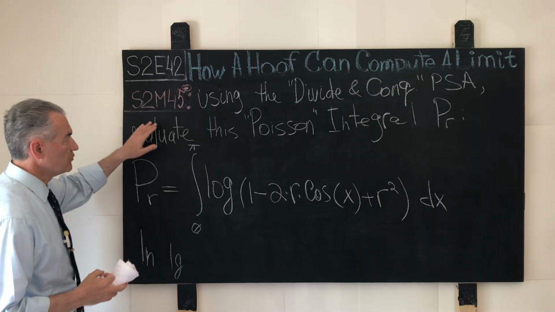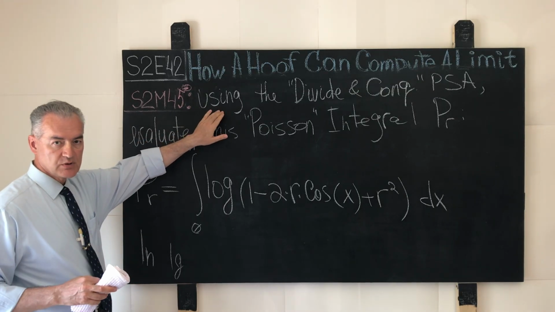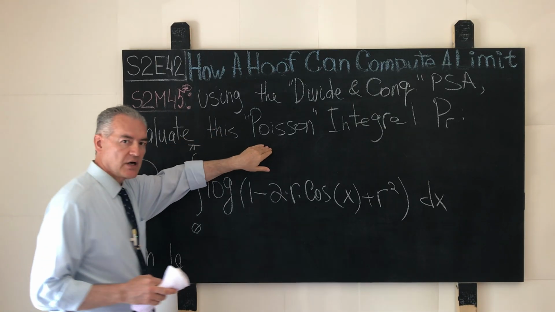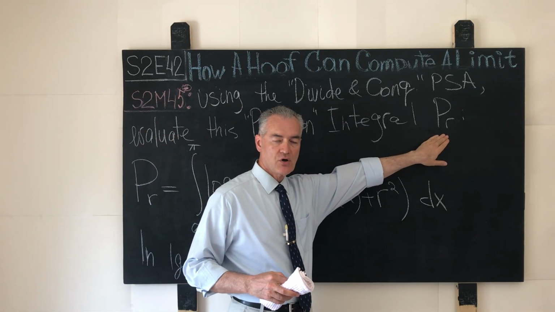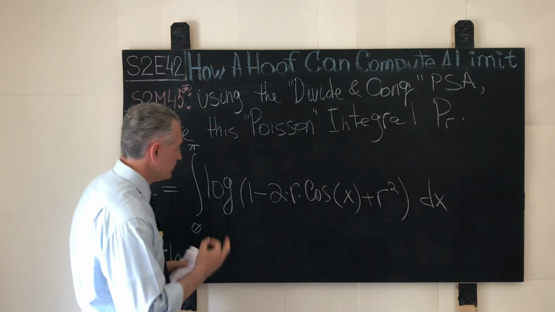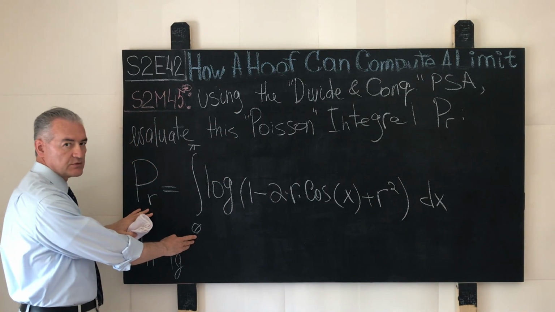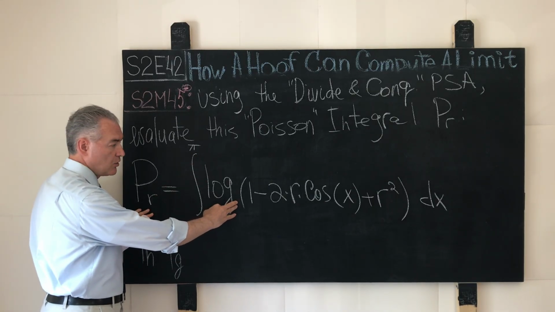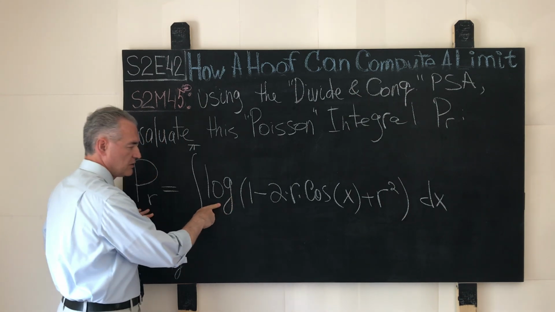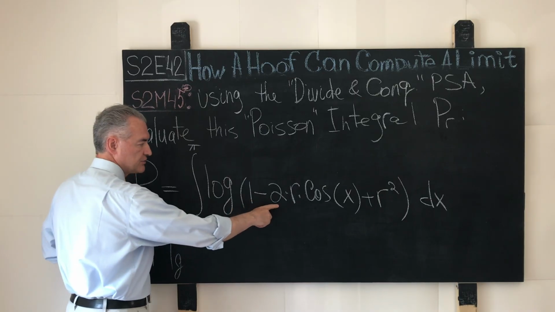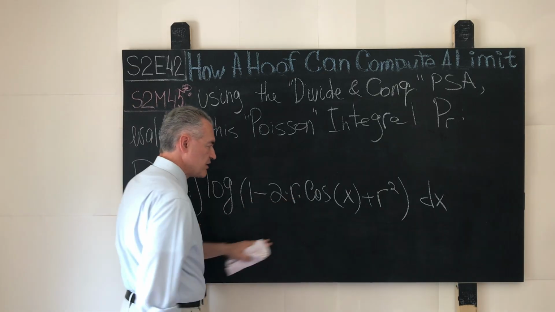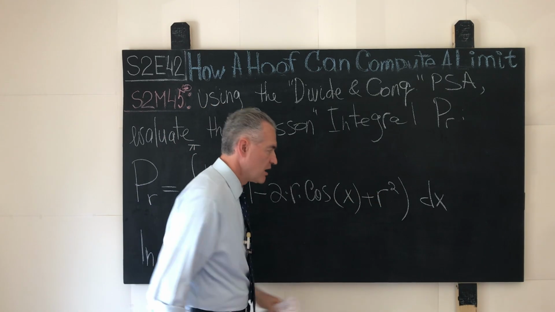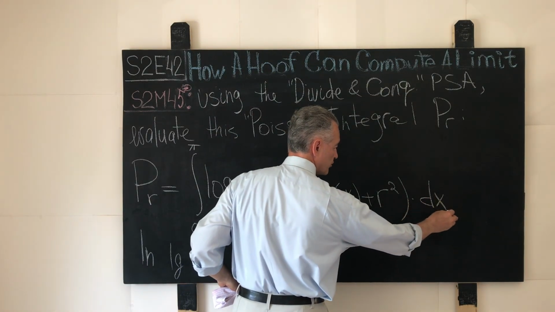So in the problem S2M45, using the divide and conquer problem solving approach again, we are asked to evaluate the so-called Poisson integral, which I designate with uppercase P and lowercase r, or P sub r. This integral has the following structure. It is a definite Riemann integral from 0 to pi of the logarithm to the base e of the following argument: 1 minus 2 times r times the cosine of x, plus r squared, and the integration is carried out over the dummy variable x.